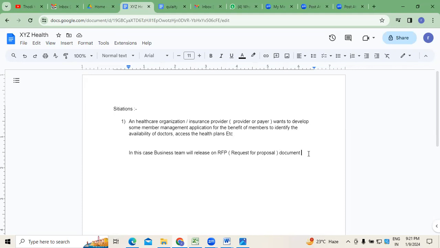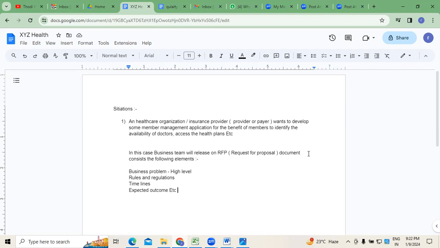Generally, this request for proposal document consists of the following elements. One, the business problem on a high level note. Rules and regulations. Timelines. Expected outcome, etc. I am not detailing everything, which is not more relevant. So high level information will be given by the business team, which we call the RFP document.